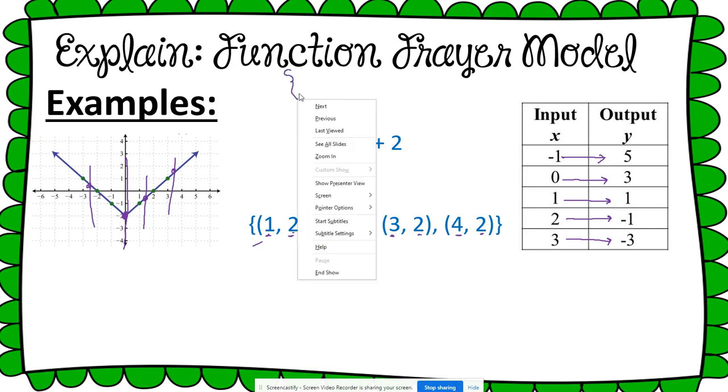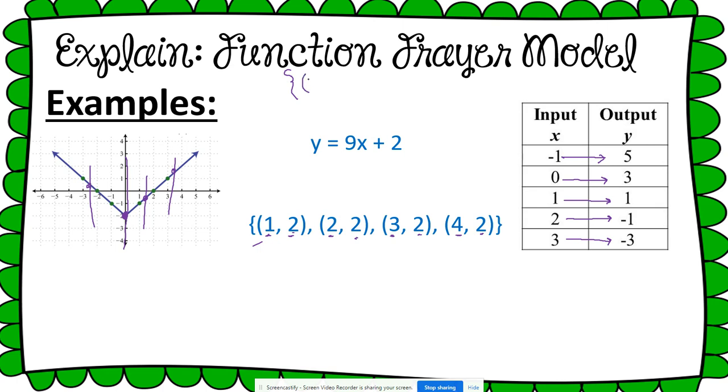If this were not a function, it would have something like (0, 1), (2, 3), (0, 4), (1, 6). So in this case, you had an input of 0, which gave you an output of 1, and an input of 0, which gave you an output of 4. Because that input of 0 had two different outputs, that would not be a function.